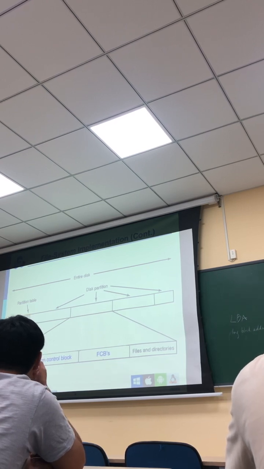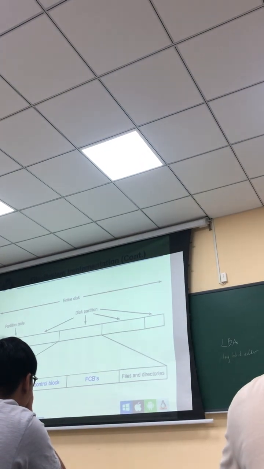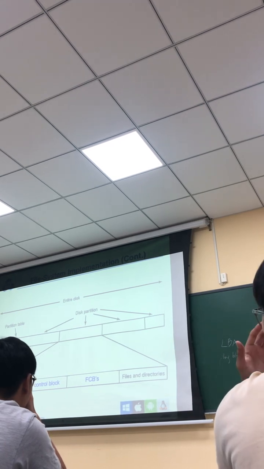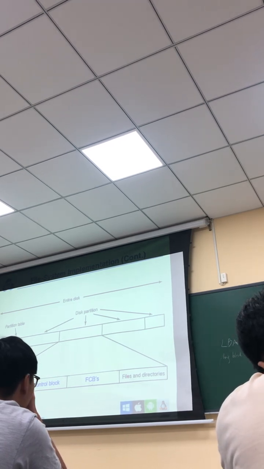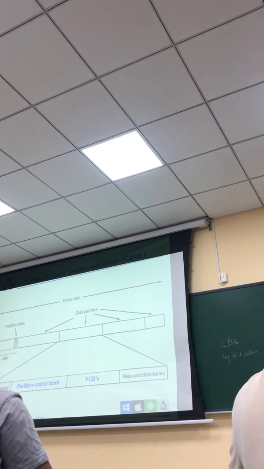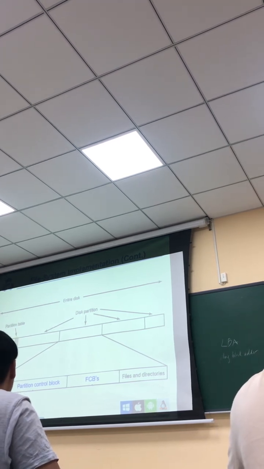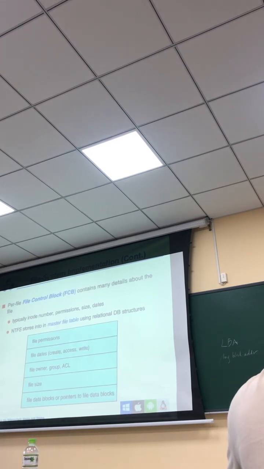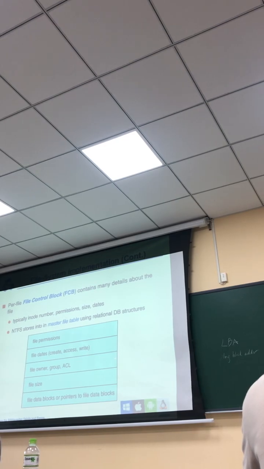Okay? So now you see here we have a partition, and in this partition we will have all information like that. So our files and directories will be here. The FCB contains the metadata of a file. Okay? So this we call the metadata of a file: file permission, file date, file owner, group, ACL. ACL is the access control list.